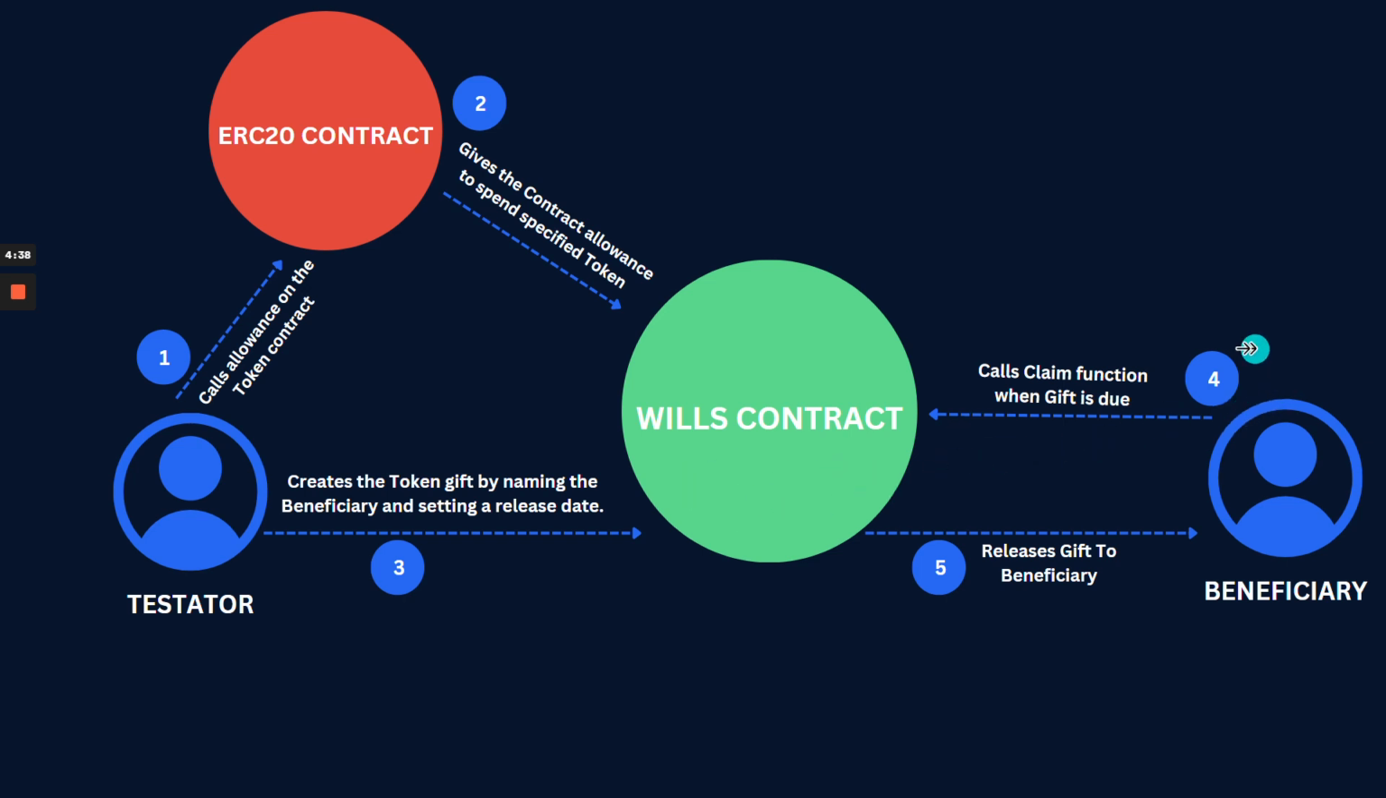Upon the time set by the testator elapsing, the beneficiary can then go ahead and call the claim function to claim the tokens from the Wills contract. And again, if the internal checks are all correct, the gift is released to the beneficiary.